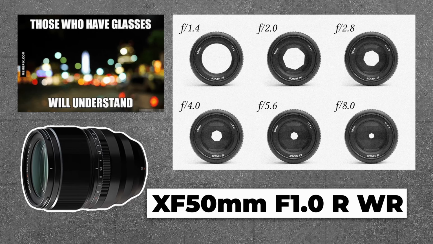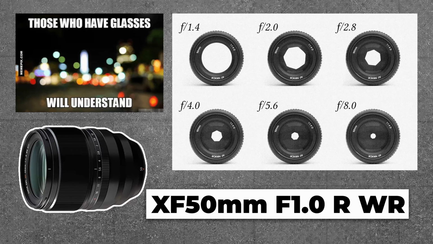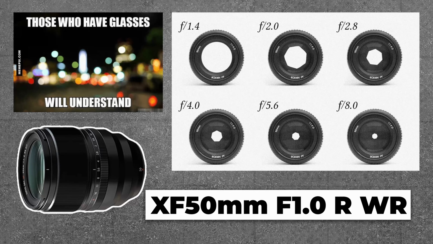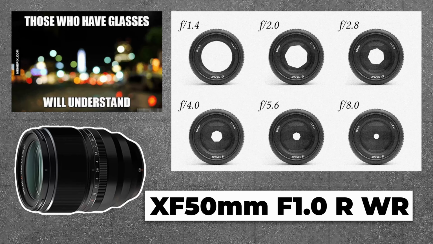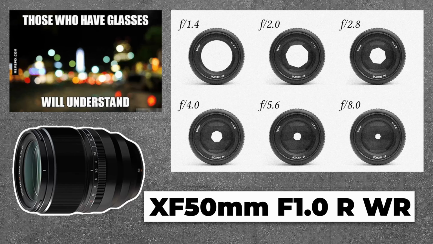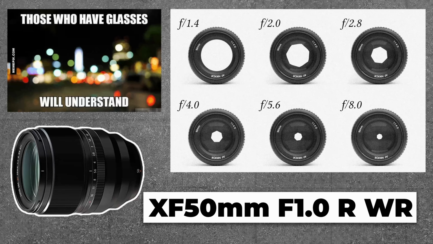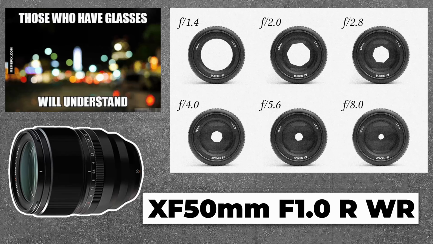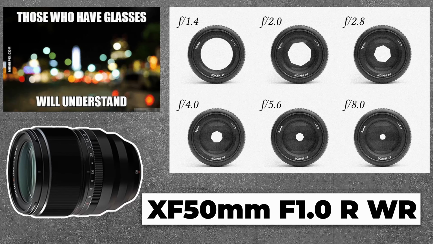The next thing you'll see is an F with a numerical value behind it, such as f2, f1.2, f2.4 and so on. This is the aperture. Generally speaking, the lower the number, the better the lens will perform in low light and the more subject separation or bokeh it will be capable of.